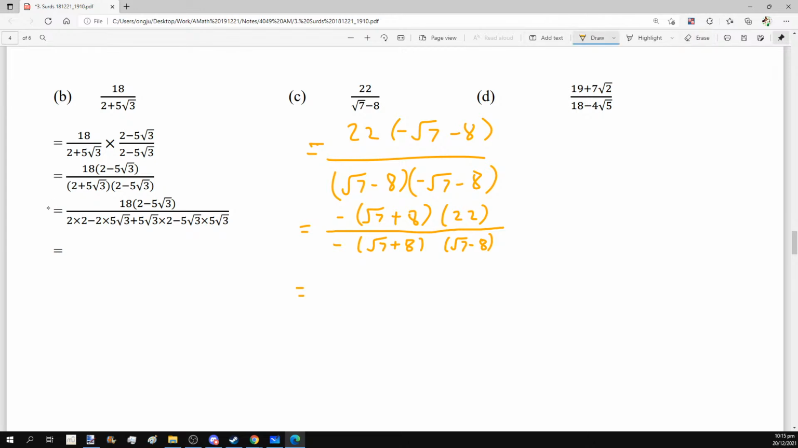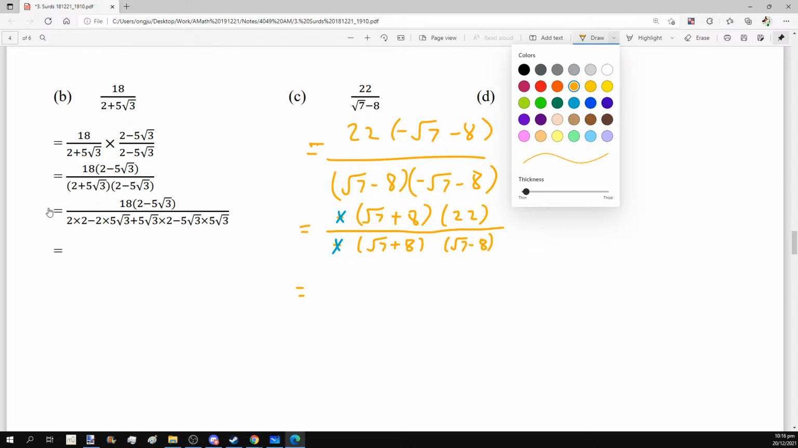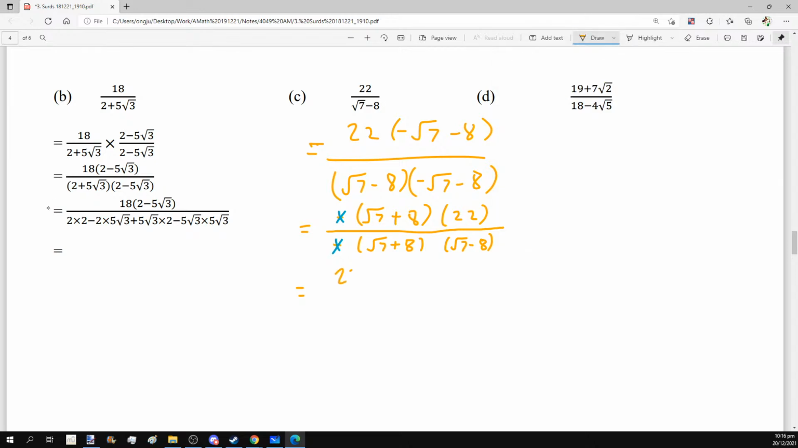Of course, these negatives will then cancel each other out, but you do not want to cancel everything, right? Leave the square root 7 plus 8 over there, because that's what we added in the first place. Why would you cancel your own addition? From here, the numerator turns into 22 root 7 plus 8 times 22, which is 176.